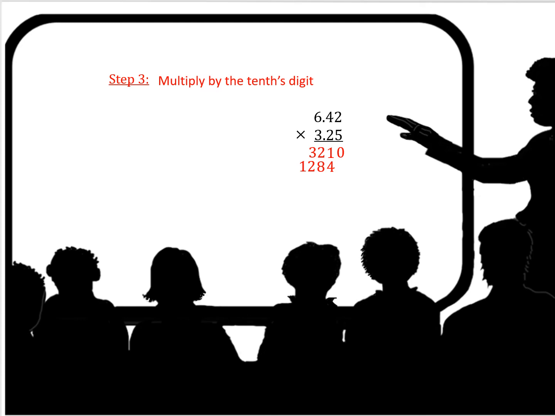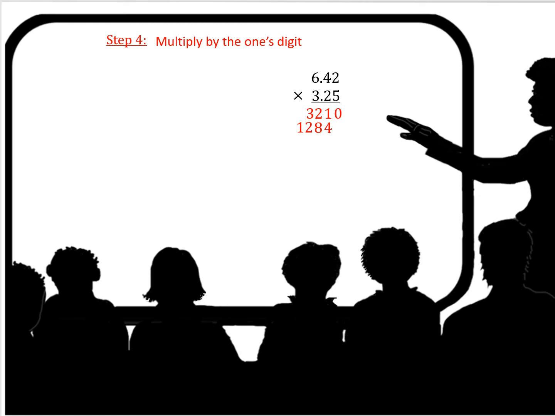All right, so now we need to multiply times the ones digit. That's step 4. The ones digit is the 3. So 3 times 2 is 6. Notice where the 6 is. That's the third number we're multiplying by, so it's 3 columns over. 3 times 4 is 12. Put down the 2, carry the 1. 3 times 6, 18, plus 1 is 19. So we're going to write that down, 19.